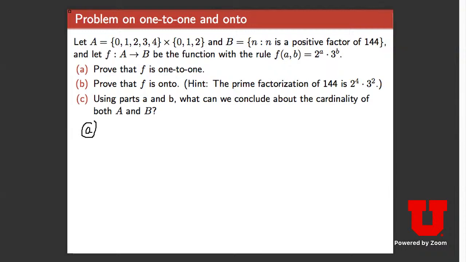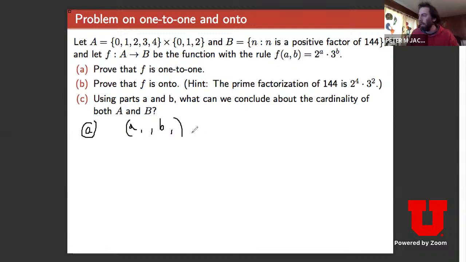Assume we have an a and a b from the domain such that, well, I guess we need two. So we need an a and a b and a c and a d such that f of a, b is equal to f of c, d. And then we do some stuff to show that that means they must be the same thing. Yes, Alec, that's exactly right.